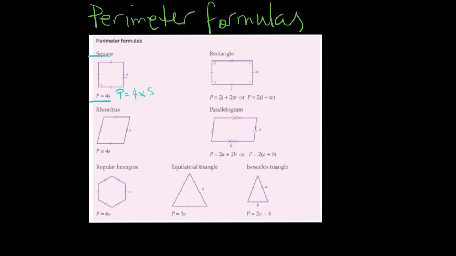So when you're adding up all of the sides of this square, basically what you're doing is multiplying the single side length by 4, and that's how we get the formula P equals 4S. Okay, so that's for a square.